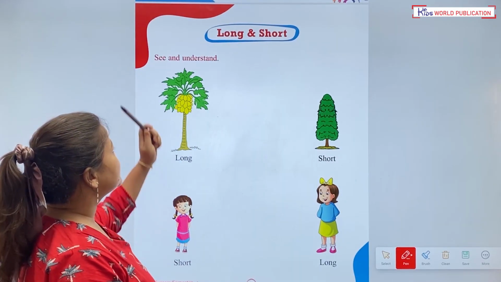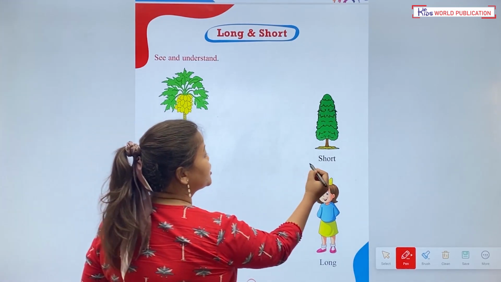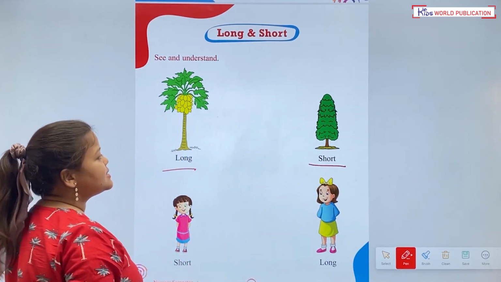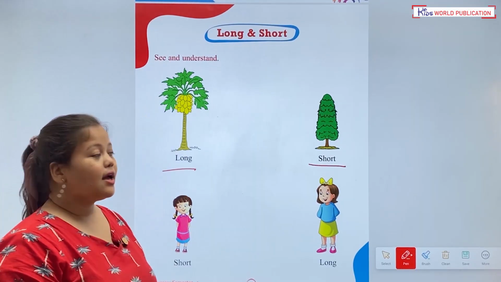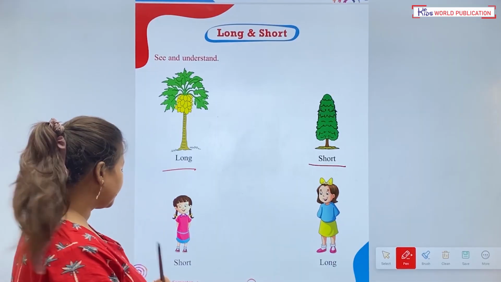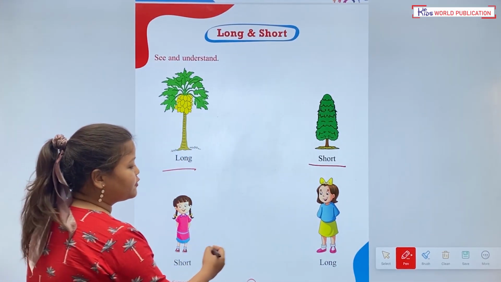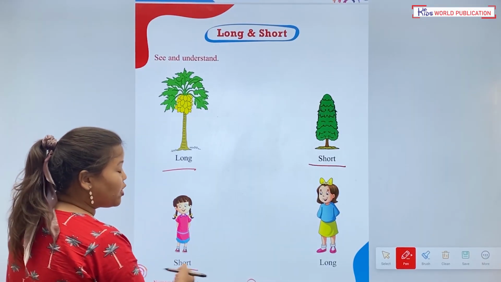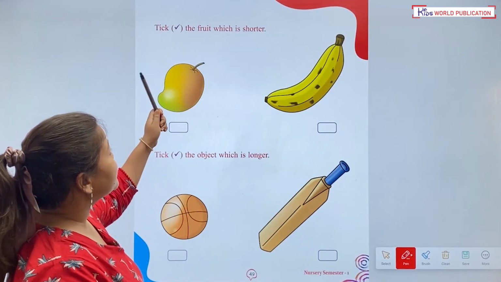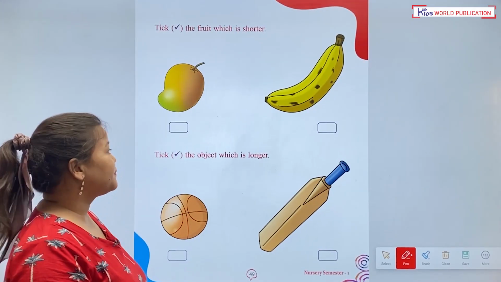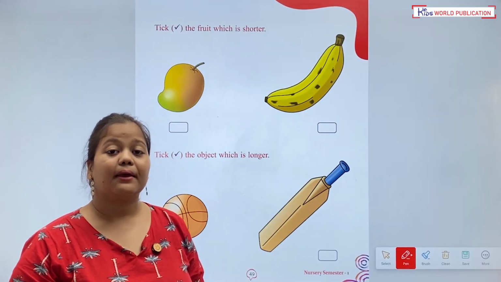Long and short. See and understand. Long, short. So, here we can see the picture of two different trees. One is long and one is short. Here we can see the picture of two girls. One girl is short and the other girl is long. Take the fruit which is shorter. Mango, banana. Which fruit is shorter? Mango.